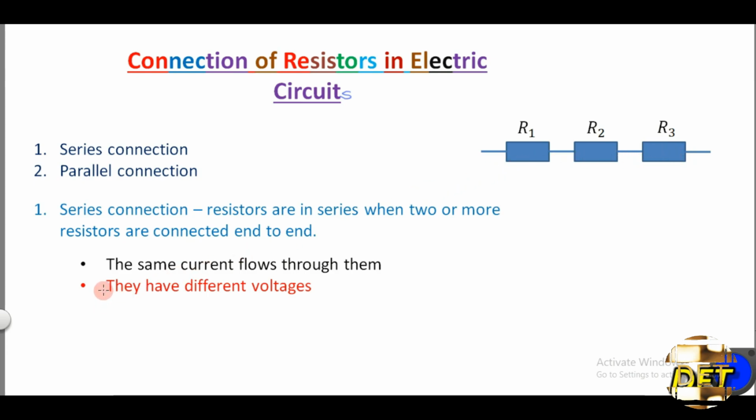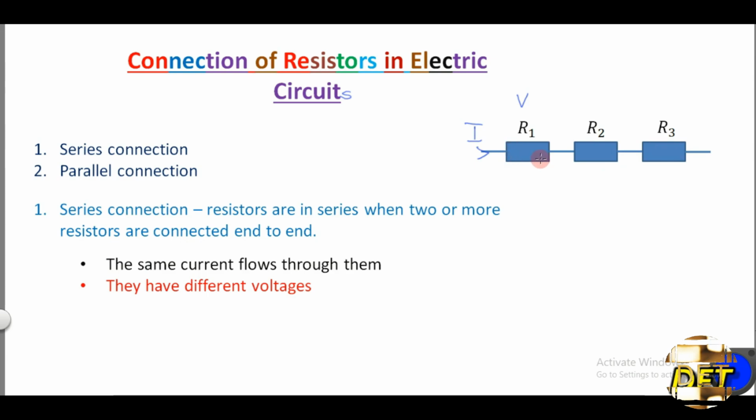In a series connection, it's very important that you know that the same current flows through them. The same current I flows through the three resistors. The same current that flows through resistor 1 will also flow through resistor 2 and resistor 3. And they have different voltages. Each of them will have a different voltage, so the potential difference will differ while the current remains the same.